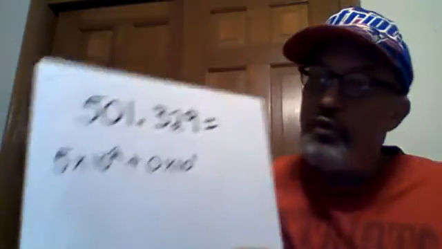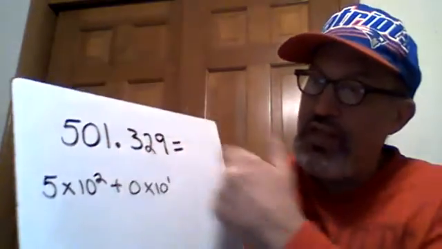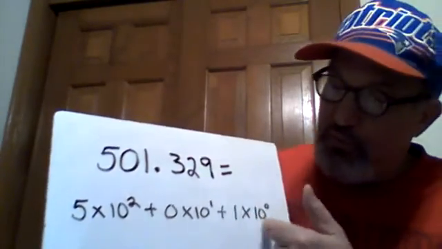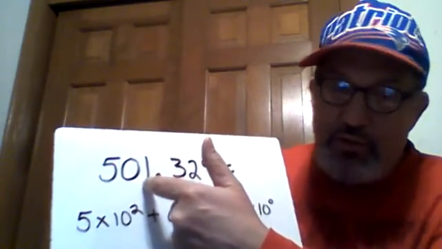plus 0 times 10 to the 1. We could leave that out, of course, because 0 times anything is 0, but just to deal with each of these places, plus 1 times 10 to the 0. Now 10 to the 0 is 1, so 1 times 1. This is just 1. That's what the value of this place is. It's simply 1.